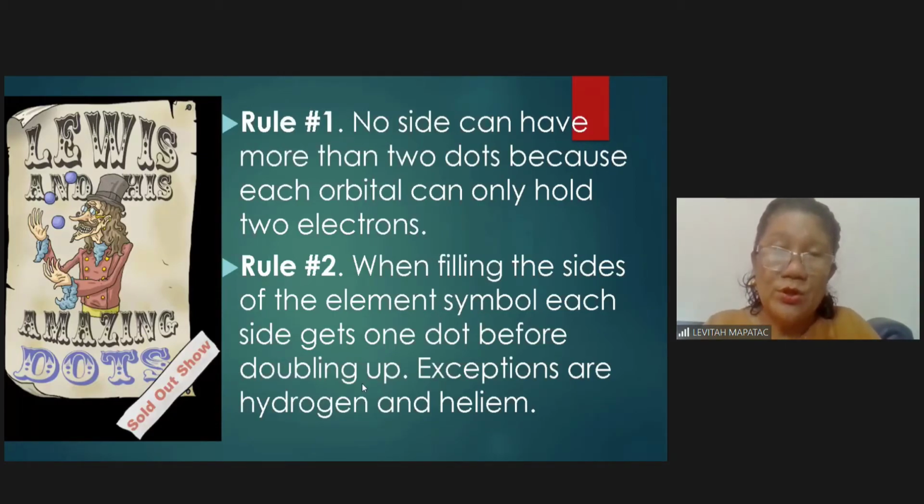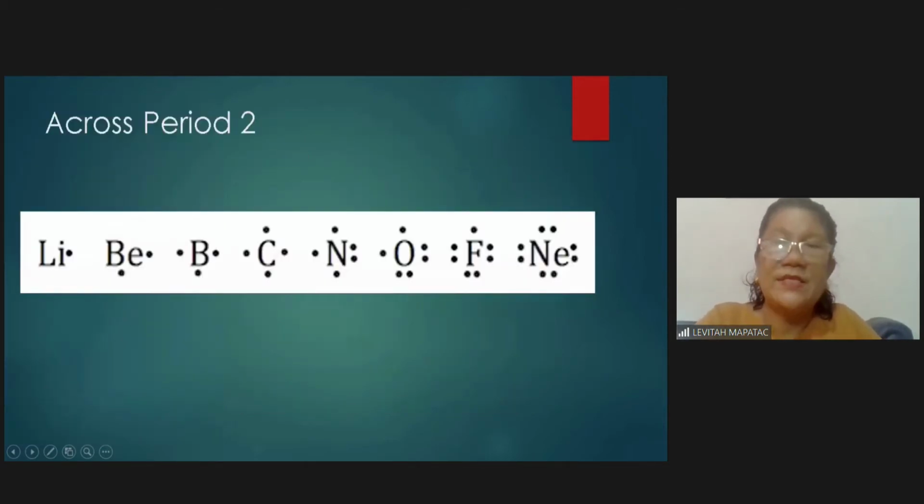Rule number 2: when filling the sides of the element symbol, each side gets 1 dot before doubling up, except for hydrogen and helium. Hydrogen has how many electrons? Only 1, so it has only 1 dot. Helium will only have 2, so there is no doubling. For instance, across the period, lithium is group 1. So what does that mean?